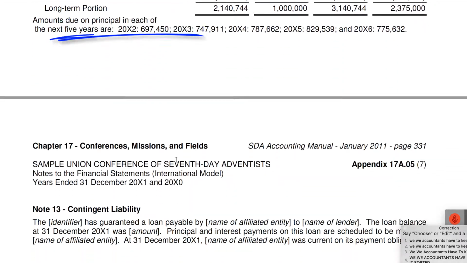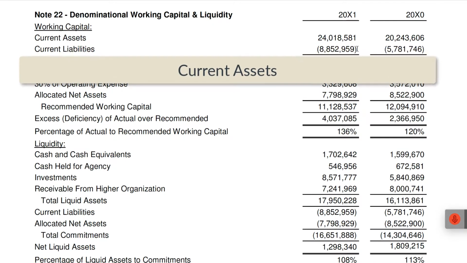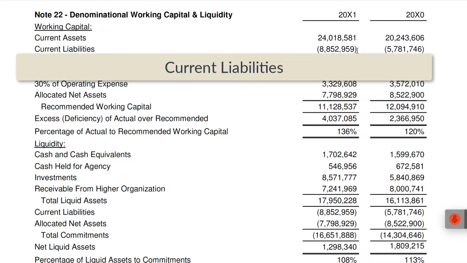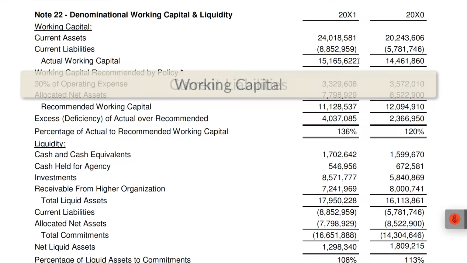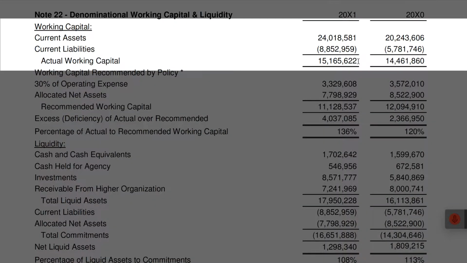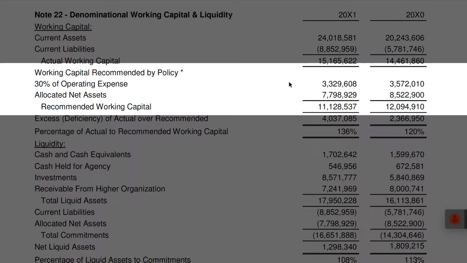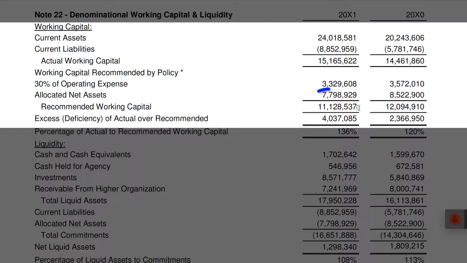So let's go through it. The 24 million, 018,581 minus the 8,852,959 current liabilities gives us a working capital of 15,165,622. This is after paying your liabilities, what you have for emergencies, current operations, what you have for planning and initiatives. Do you have enough? You're supposed to have 30% of your operating expense and all of your allocated, and this is your recommended working capital of 11 million. And so you have 4 million extra.